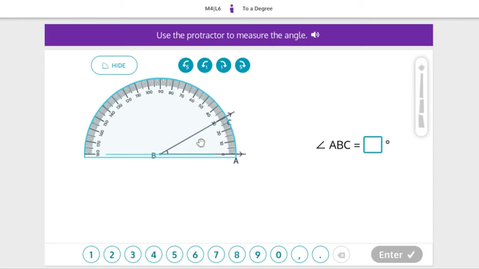Now I'm looking for the measurement of angle ABC. So I'm going to follow this line, and what does it cross at? It crosses at the 30. So again, if I follow that line, it crosses at 30. So angle ABC is 30 degrees.